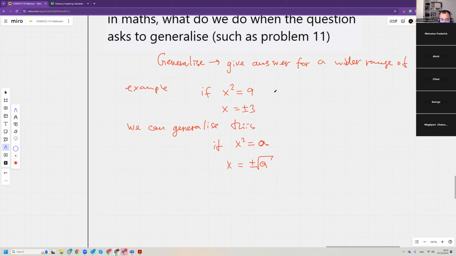So this only works for 9. This is an example. It works with 9, but this works with any positive number. Or 0. It also works with 0. This is what generalize means. Does that help?